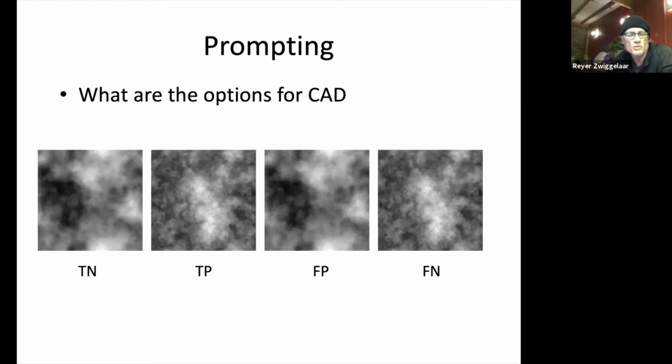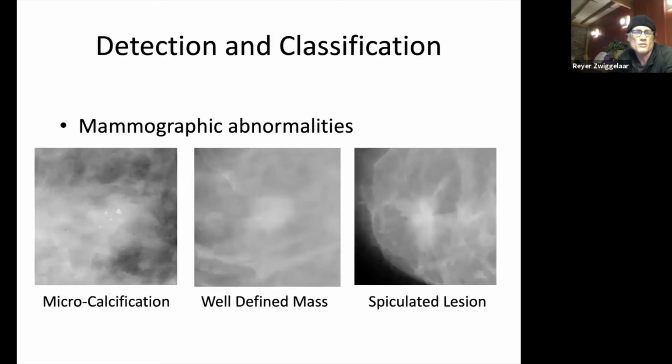And these can be picked up by CAD systems. So the CAD system would be like this. True positives are good, false positives are less good, but a limited amount we can deal with. And some of the challenges that we deal with should be clear from this slide.